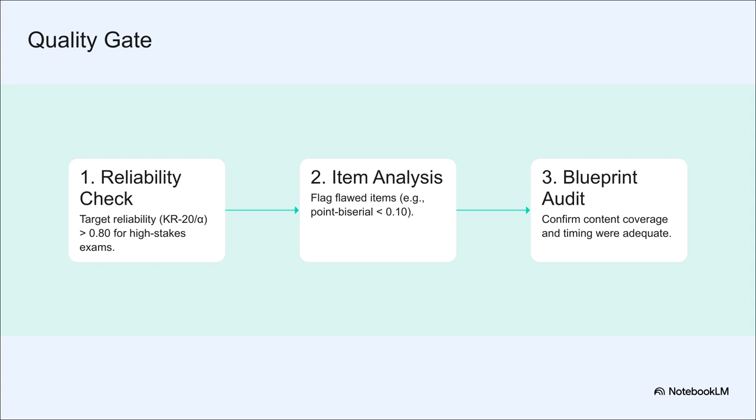You should think of this like a clinical protocol. First, you check the exam's overall reliability, its internal consistency, using a statistic like KR-20. For a high-stakes test, you really want to see that number north of 0.80. Next, you put every single question under the microscope looking for flawed items. And finally, you do a quick audit of the blueprint, just to make sure the test actually measured what you wanted it to measure.